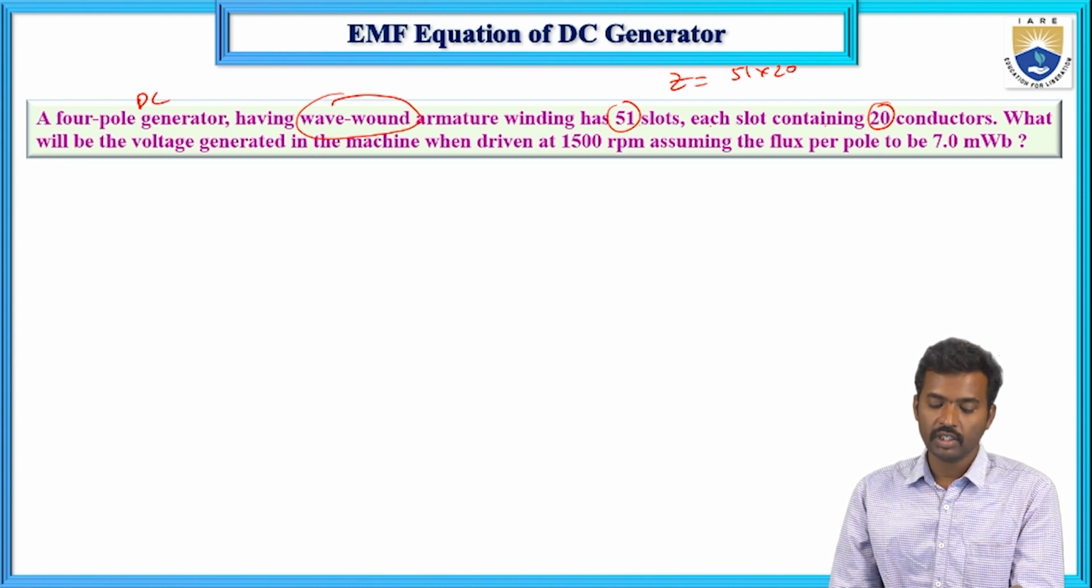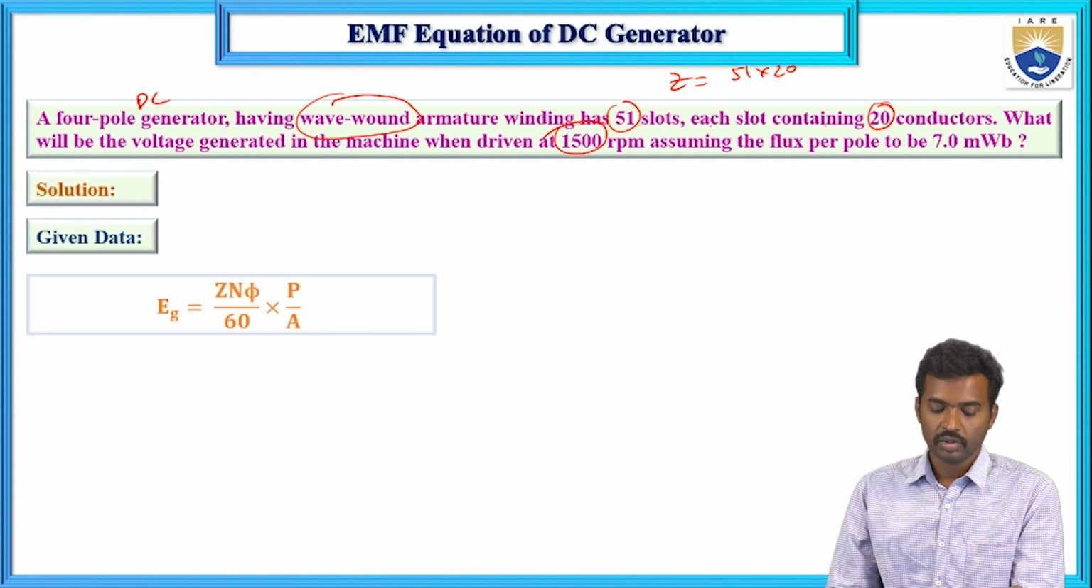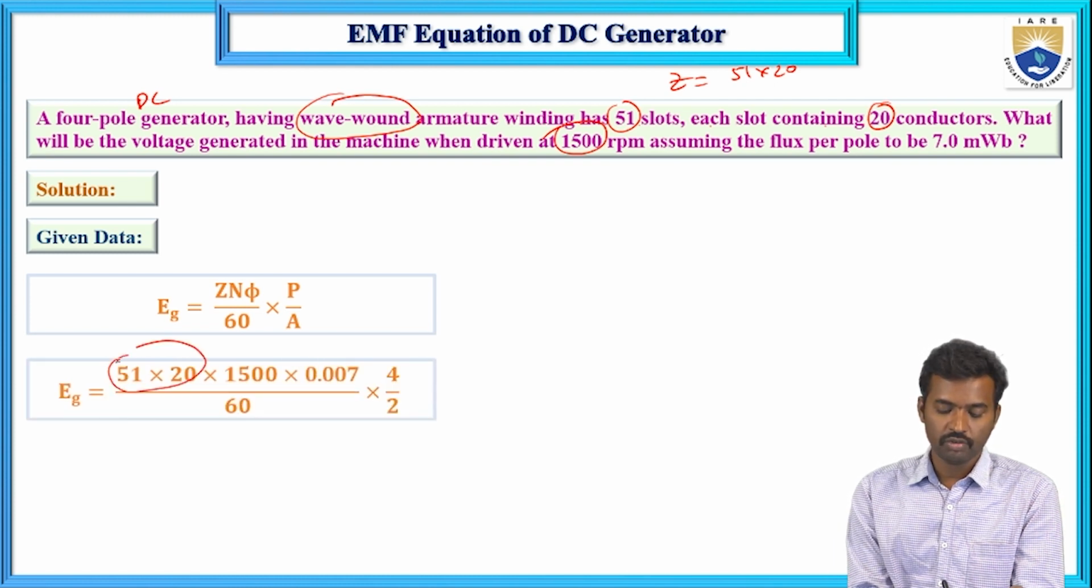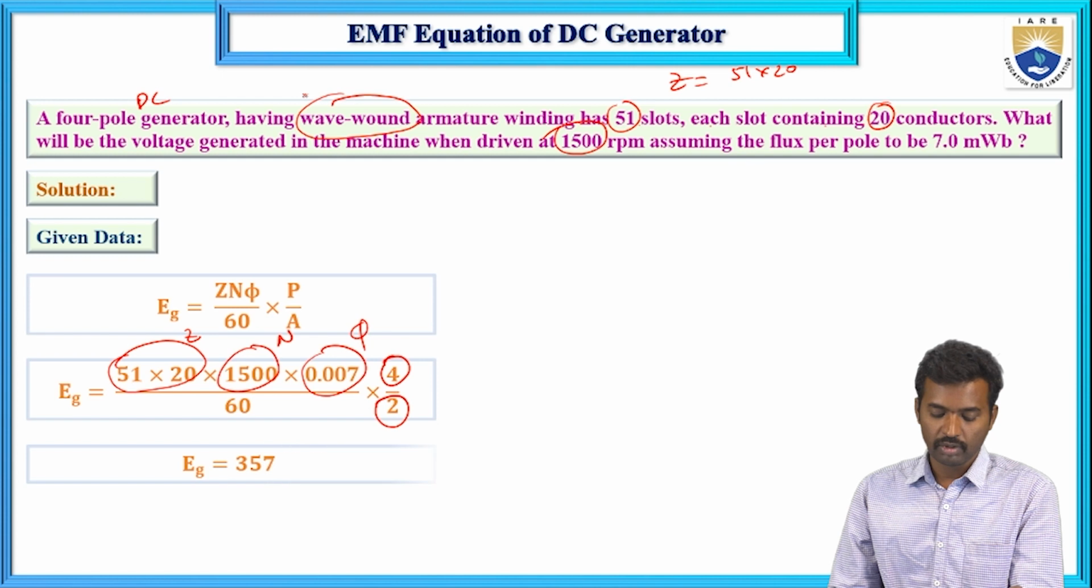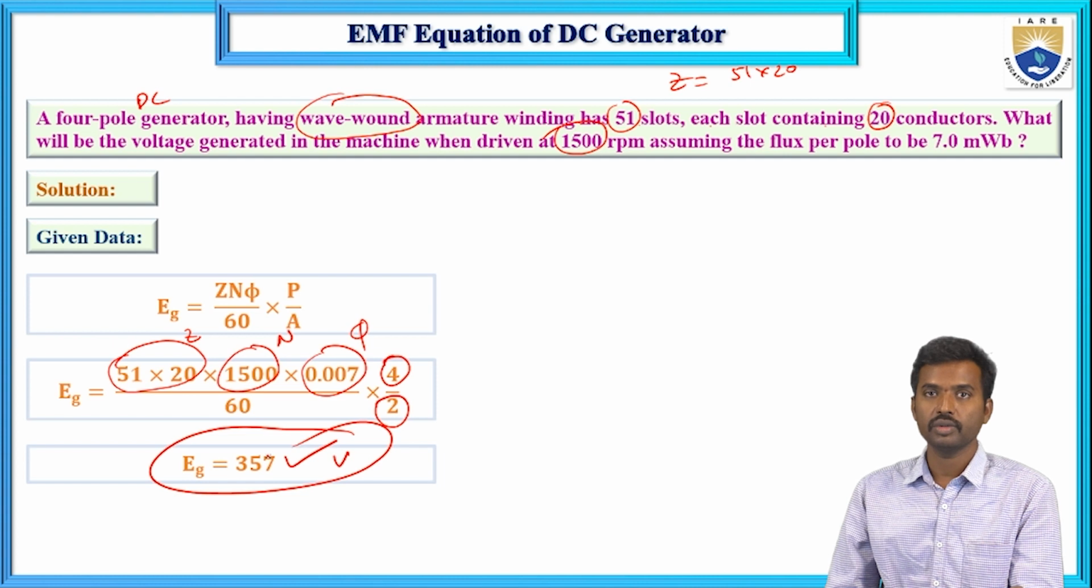Now what will be the generated voltage in the machine when driven at 1500 rpm, assuming the flux per pole to be 7 milliwebers? Same, only numericals change here. So Eg equals ZNφ by 60 into P by A. Here Z is the total number of conductors, N equals 1500 rpm, flux equals 0.007 webers, not 7.0 milliwebers, and 60, and total number of poles 4 and wave winding generator. Now the simplified value: Eg equals 357 volts.